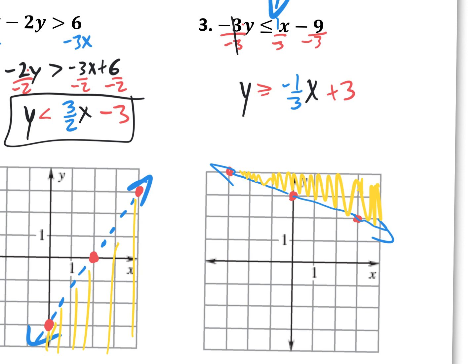You graph it exactly the same as you would a line in y equals mx plus b, an equation in y equals mx plus b. The only difference is before drawing your line, you have to decide if it's solid when it has a solid line underneath it, or dotted if it doesn't have a solid line underneath it. And then you also have to decide whether you shade above or below. If it's a less than, you shade below. If it's a greater than, you shade above. It's that simple.